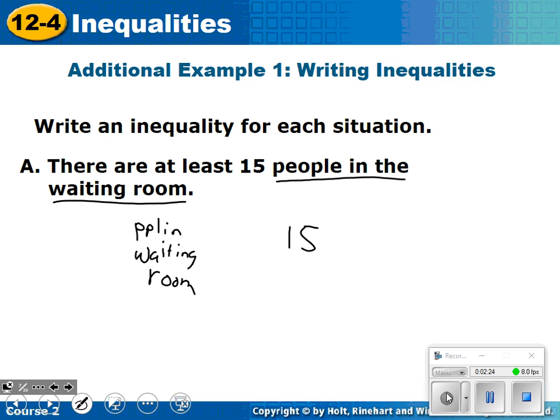Now, which one's bigger? The number of people in the waiting room or 15? People in the waiting room, so you do this. Now, the last question you have to ask yourself: does it include 15? Like, could there be 15? Does it include it? Sure does. So if it does, then we put the little symbol on there.